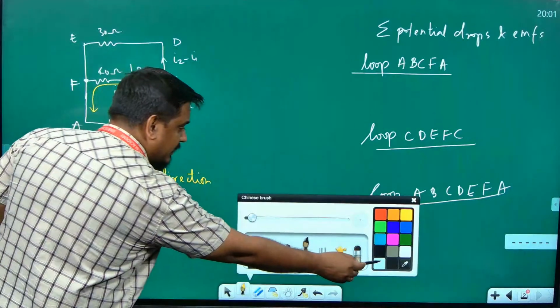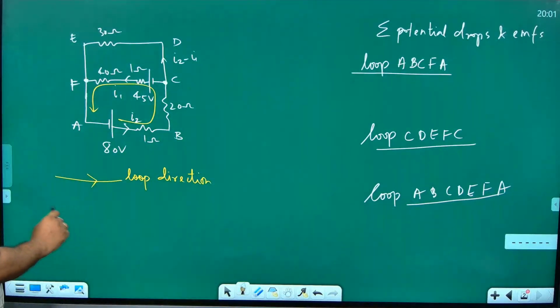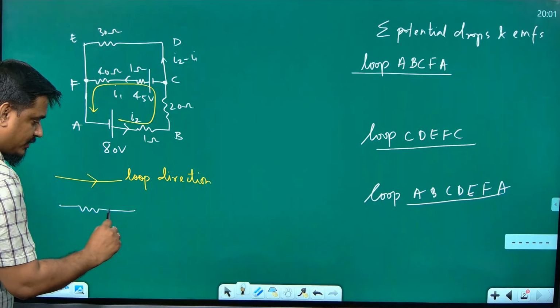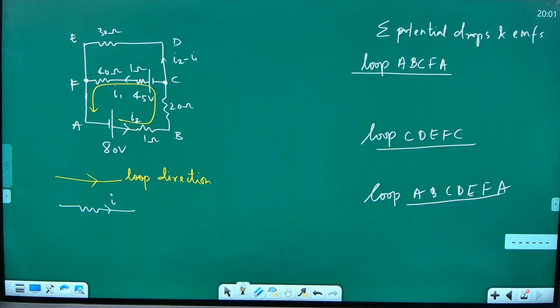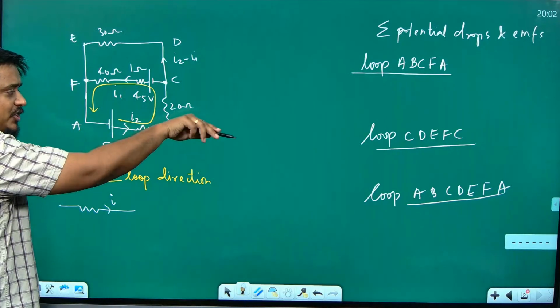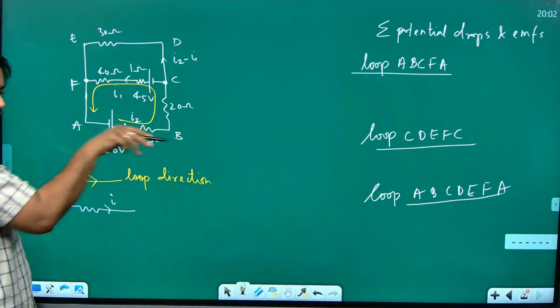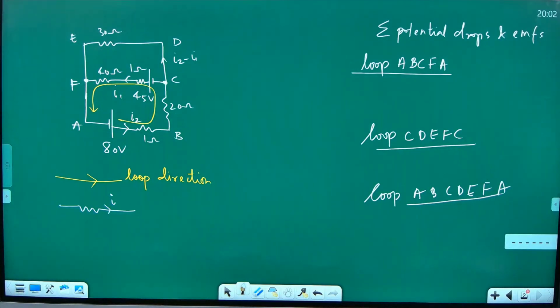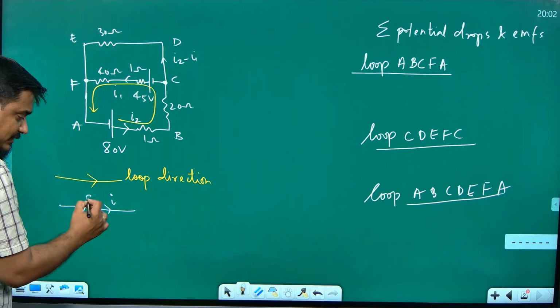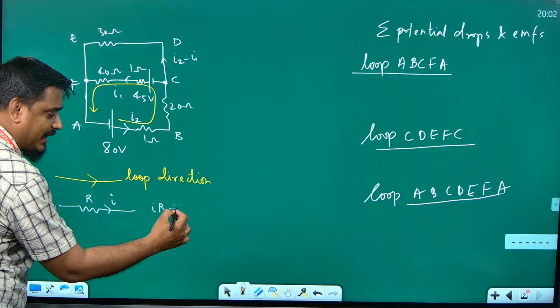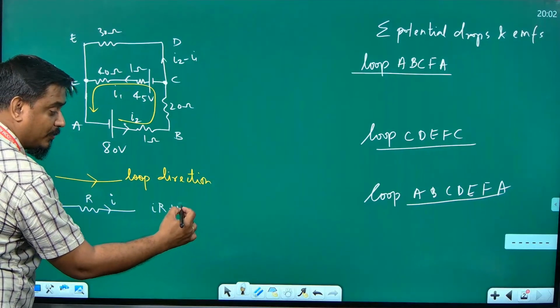And the direction of the wire, that is a circuit, may be same. Possible? Like if I am going from A to B, loop direction and the I2 direction is same or not? Yes, obviously same. If this happens, then this IR should be taken as what? Positive.